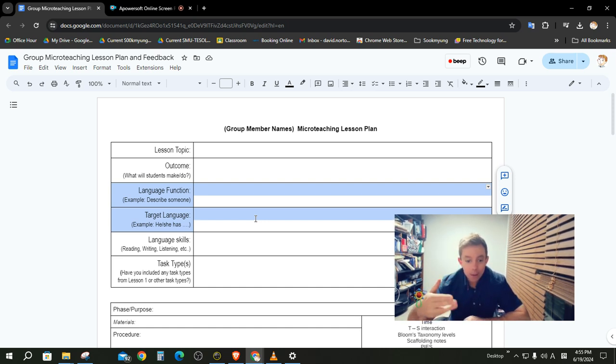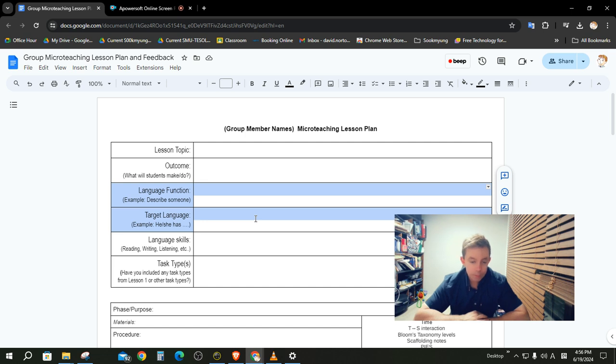Your target language then could be related grammar, right? Like using the comparative in English, as well as related vocabulary. So if you're sending the kids to the supermarket or something, it could be food-related language, food-related vocabulary as your target language.